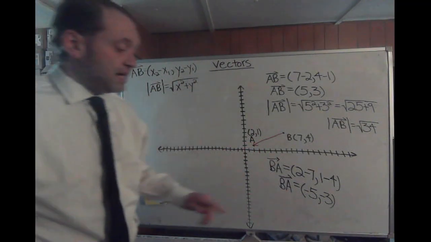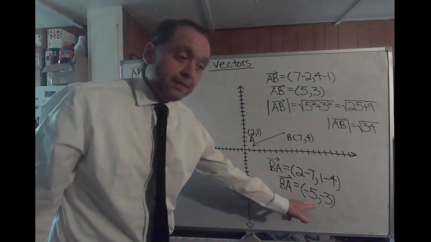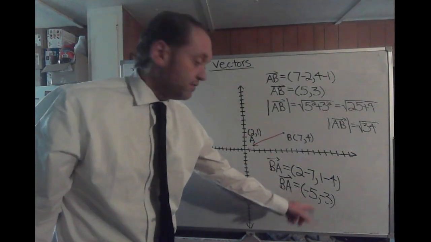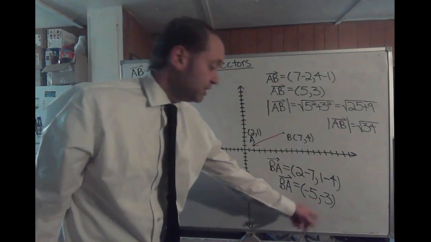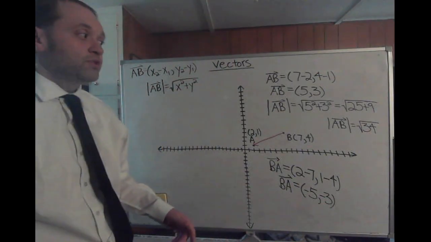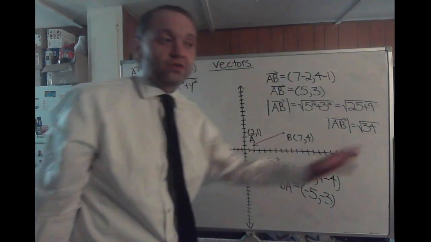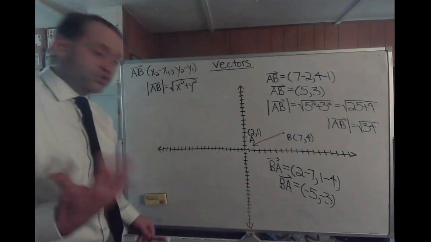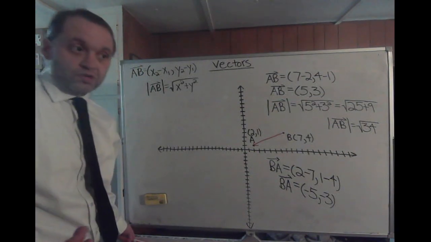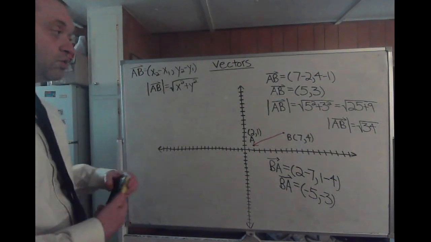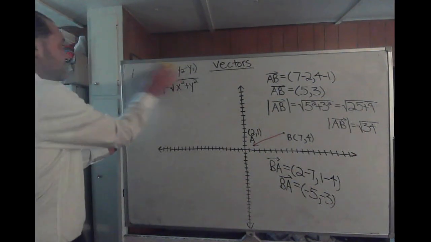But to find the magnitude, I would put in the same values. You put in the square root of -5 to the second power plus -3 to the second power, you'll still get the positive square root of 34. The magnitude wouldn't change, just my direction would. So we'll do some examples of some vectors here.